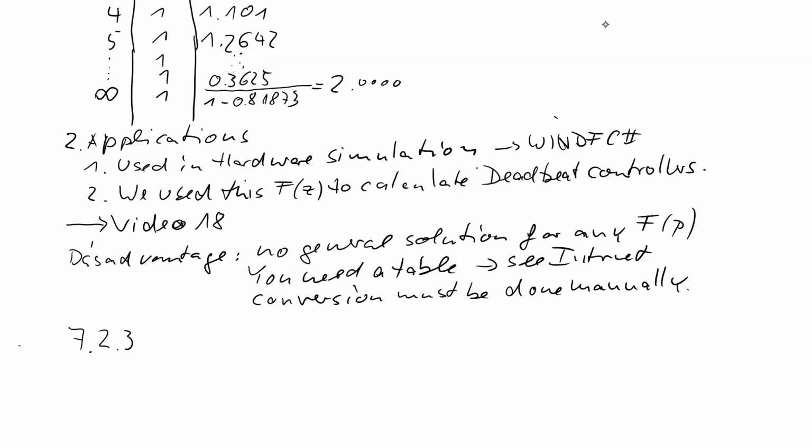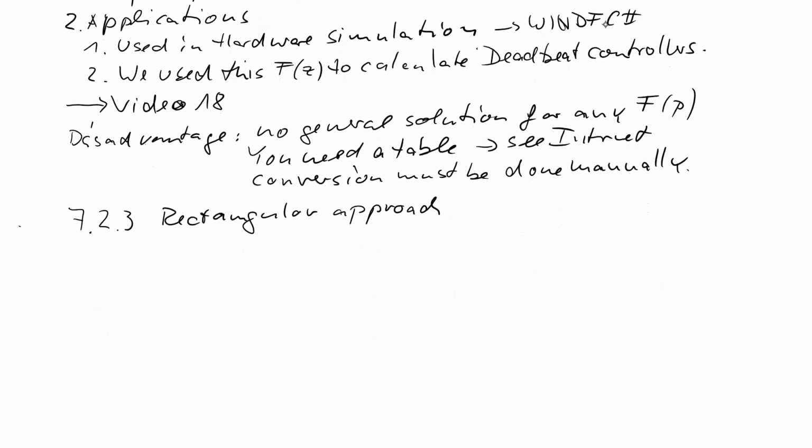So let's continue with the third method of conversion. I call this the rectangular approach. Why this is called rectangular approach, we will see at the end of this sub-chapter. Okay, the idea is very simple.